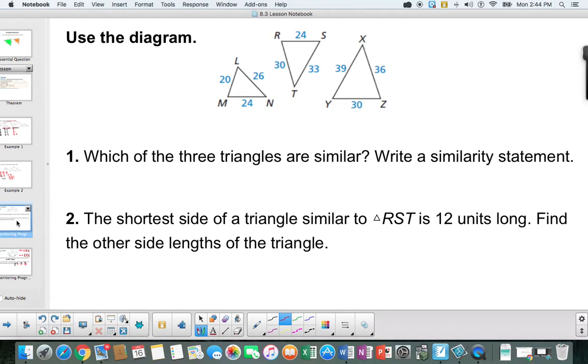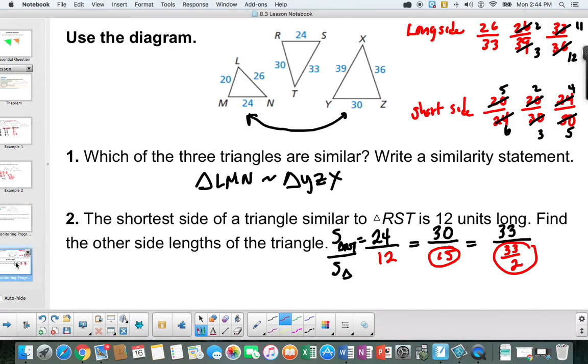Okay, your turn. See if you can find the triangles that are similar. Write the similarity statement. And see if you can find the lengths of the other sides of a triangle that is similar to triangle RST. Stop the screencast and try it. Okay, here are the answers.